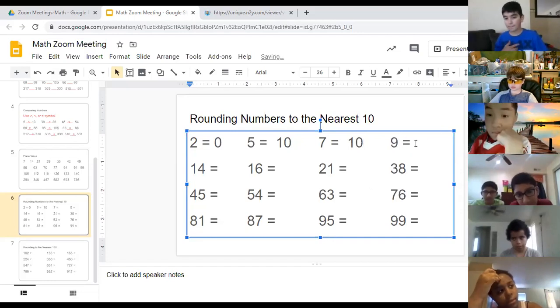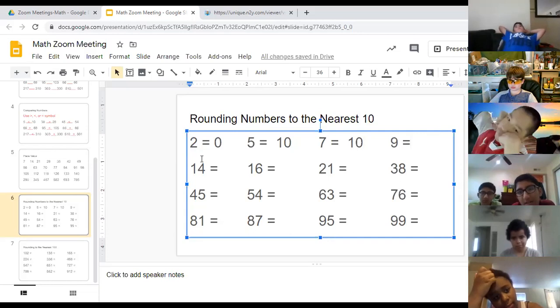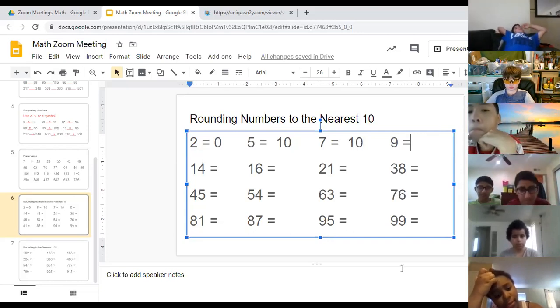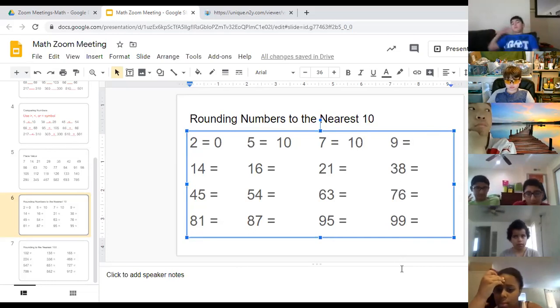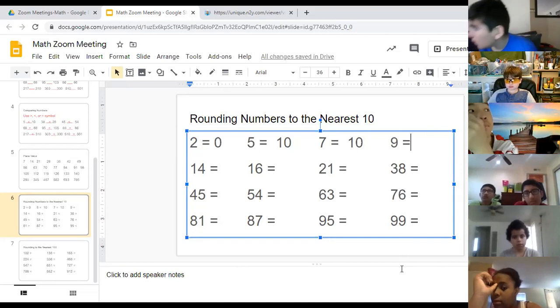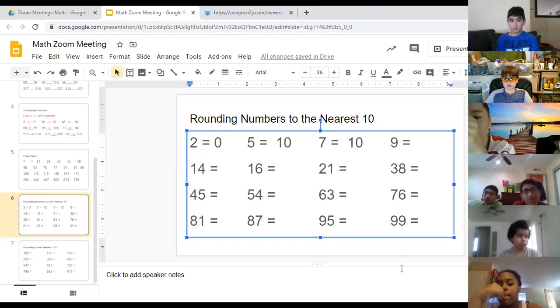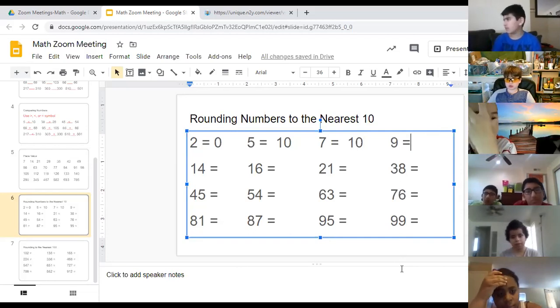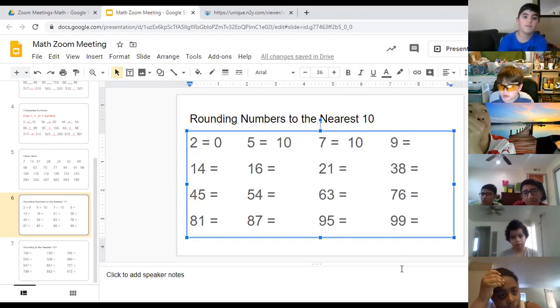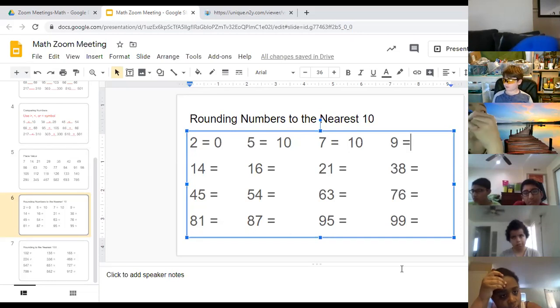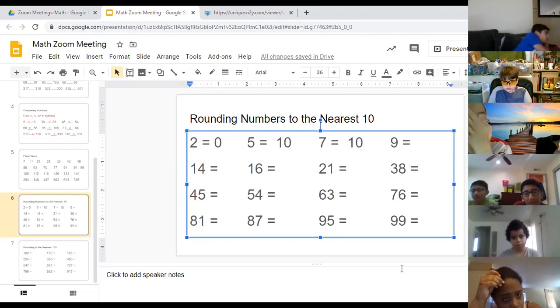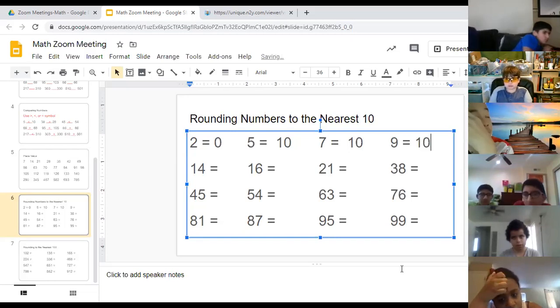How about 9? Okay, your turn, Nathan. Nathan, look at 9. Is 9 closer to 0 or closer to 10? Is 9 closer to 0 or closer to 10? 10. Very good. So when we round 9 to the nearest 10, it becomes 10.